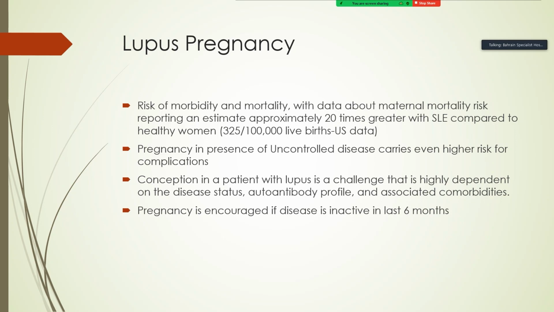So now we'll talk about lupus pregnancy, and the risk of morbidity and mortality is very high. It's about 20 times greater in pregnant women with SLE as compared to healthy women. So pregnancy is usually discouraged in the presence of uncontrolled disease. So the pregnancy should be planned when the disease is inactive for at least 6 months.